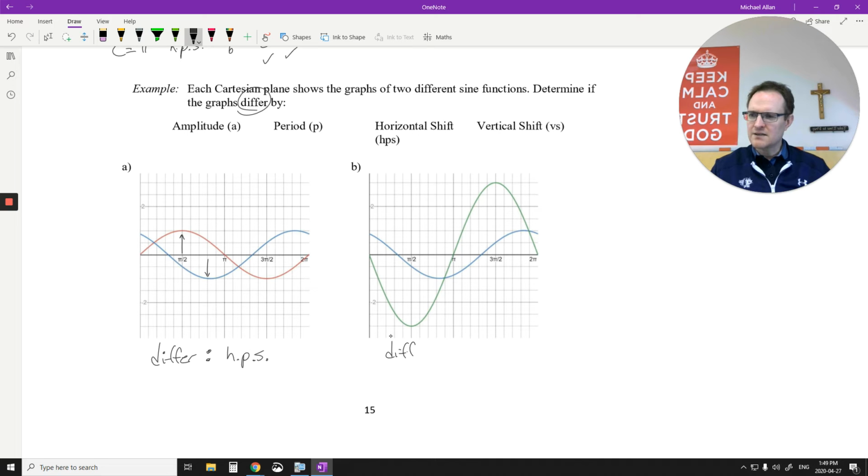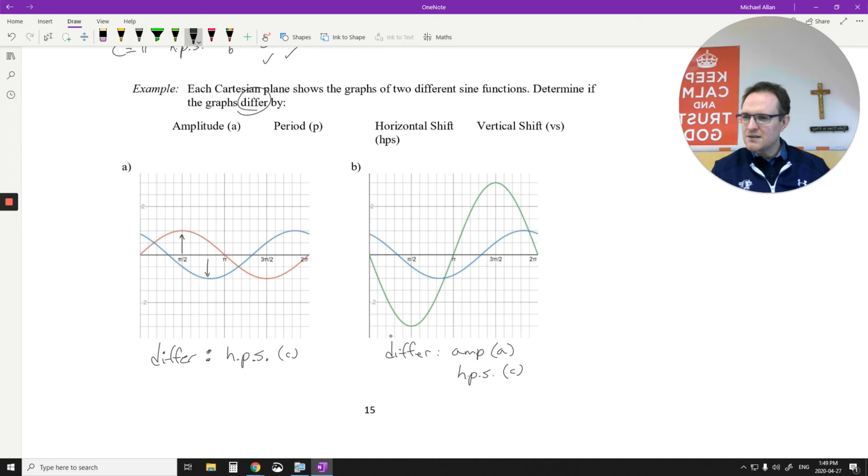So this guy here definitely differs by amplitude, or my A value. They definitely differ by a horizontal phase shift, because they're starting at the different spots. The midlines look the same. Yeah, it looks about the same.